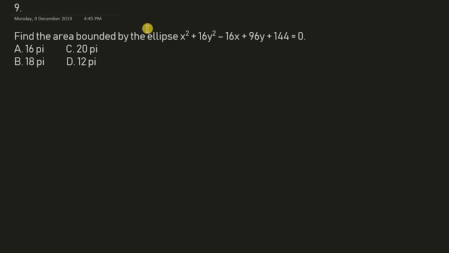Find the area bounded by the ellipse x squared plus 16y squared minus 16x plus 96y plus 144 is equal to 0. So, area of an ellipse. Again, sabi ko nga, the area of an ellipse is equal to pi times A times B. So, I need to find for the A and B. Ito, it is in general equation ulit. Gagawin ko ulit yung standard. So, para gawin ulit yan, it's basically completing the square ulit.